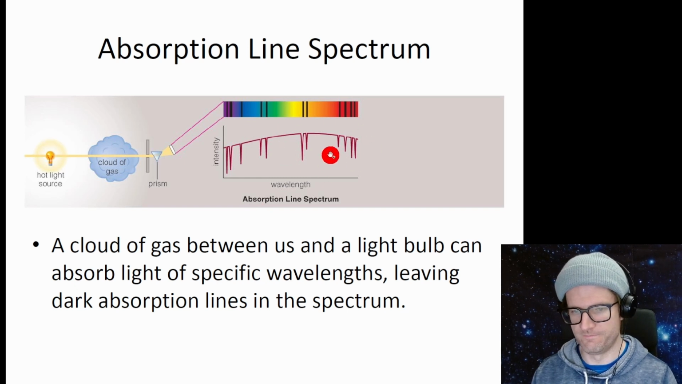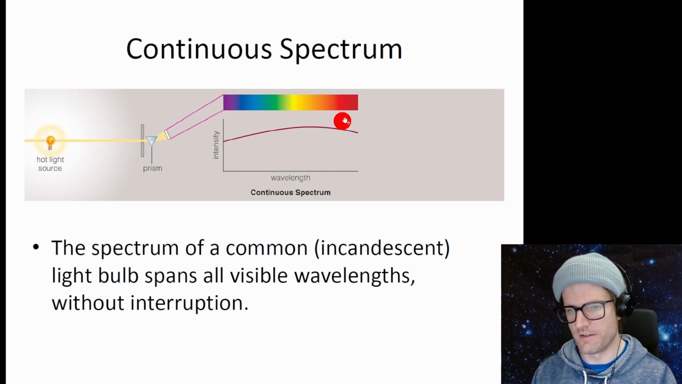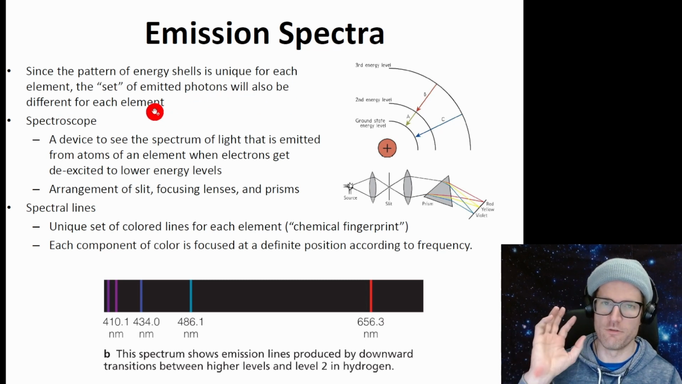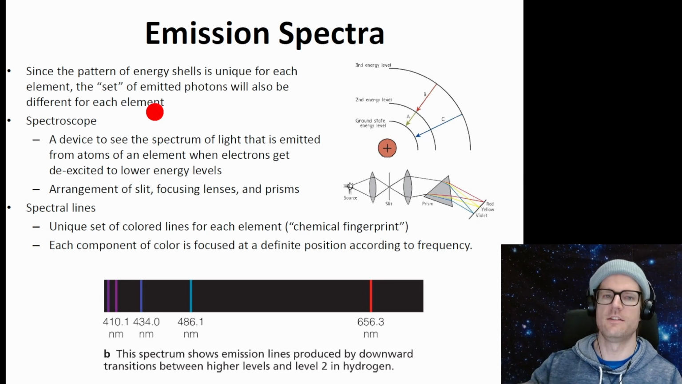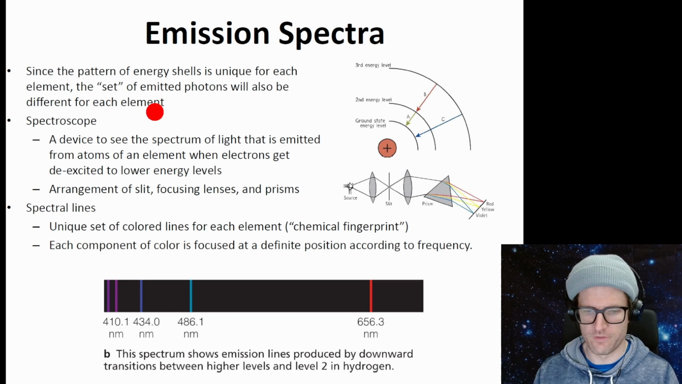So we see here, a continuous spectrum is when you don't put any gas in between. Let the incandescent light source just give a continuous spectrum. So emission spectrum. Since the pattern of energy shells is unique for each element, the set of emitted photons will also be different for each element. So that means each element has its own fingerprint of emission lines and of emission and absorption spectral lines.